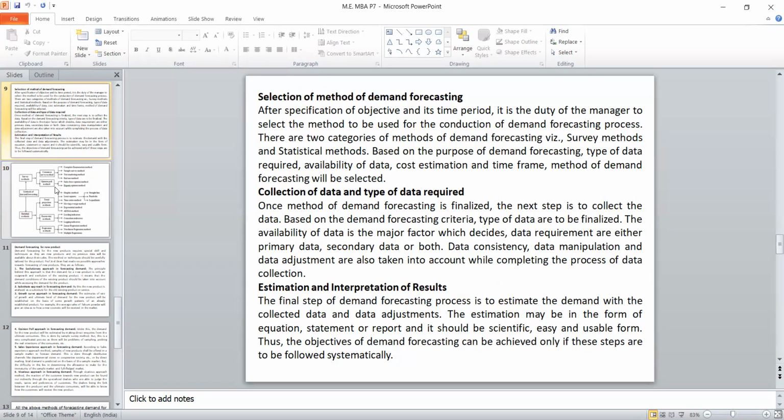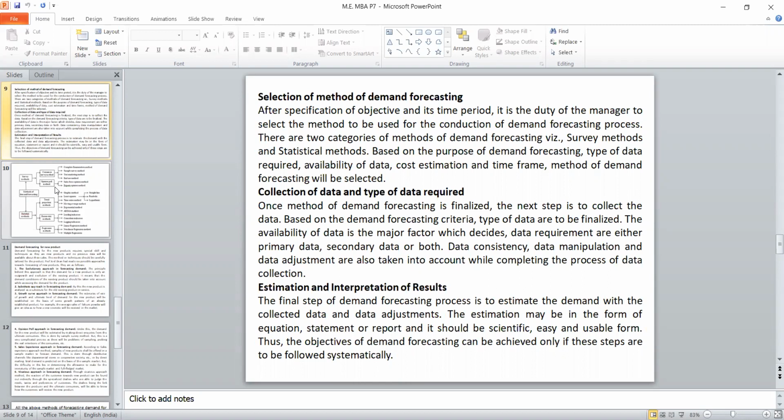So totally there are 6 steps. First, we should specify and frame the objective. For that, we should consider the time factor, how much time it will take. The third one, we should select the right method of demand forecasting. The fourth one, we should collect the data. In the fifth one, we should interpret the data and ensure data consistency, whether primary or secondary data, and how it should be interpreted. Based on that, we should estimate the value. That estimated value is interpreted as a demand forecasting report. This is the algorithm of implementing the demand forecasting method.